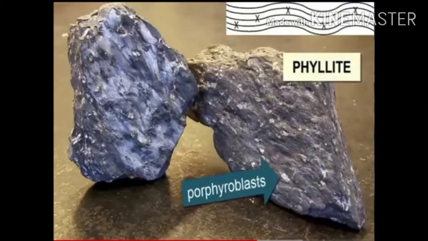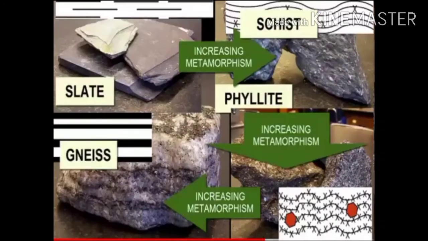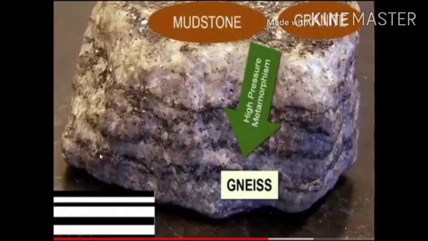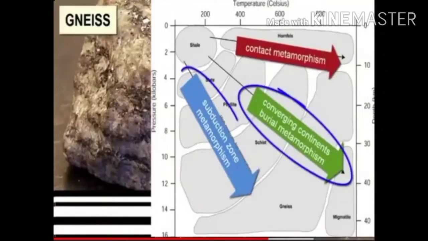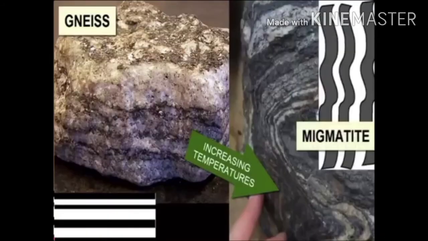These are examples of metamorphic rocks, the phyllite, the schist. When there is an increase in metamorphism, from slate they become schist. And then phyllite, when there is increased metamorphism, becomes gneiss. This is gneiss, the combination of mudstone and granite. When there is very high pressure received by it, it is foliated. Increase in temperature, like migmatite, will have more foliated structure.